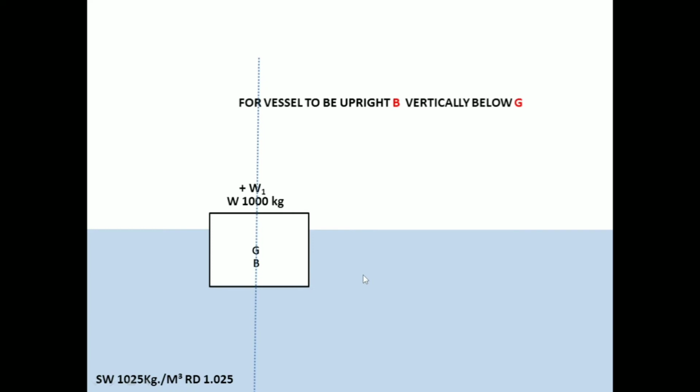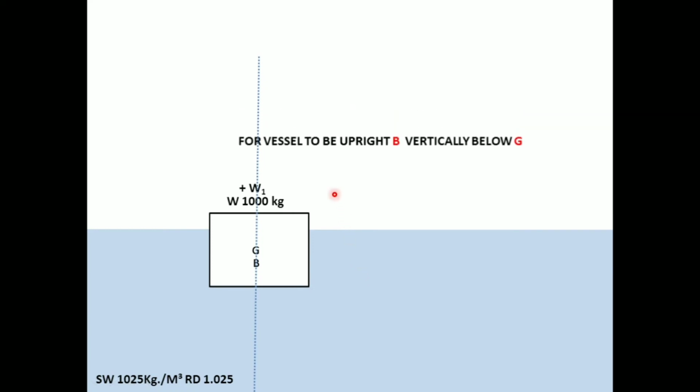Taken as a percentage. For a vessel to be upright, I'm talking about it's upright, there is no list or anything like this, the center of buoyancy should be vertically below the center of gravity. Where the buoyancy is and gravity is, we'll talk in detail once we talk about list and other things. But as for now, if the body is going to be upright, then B should be vertically below G.